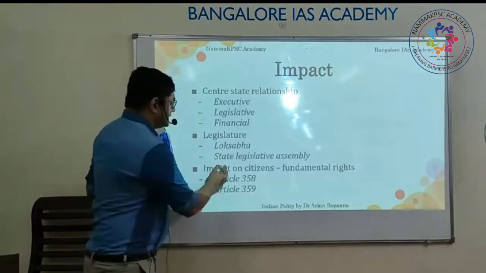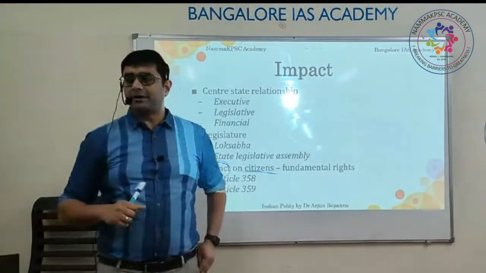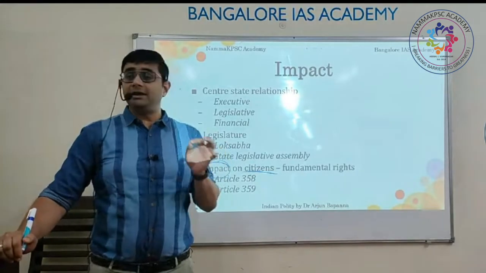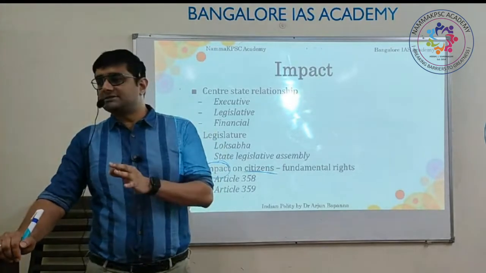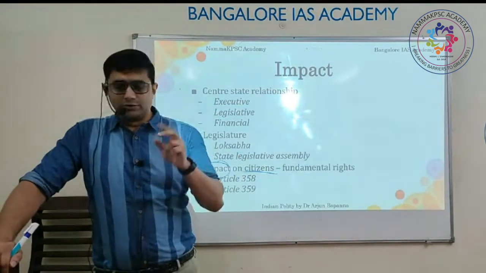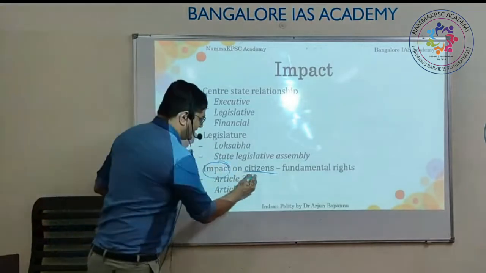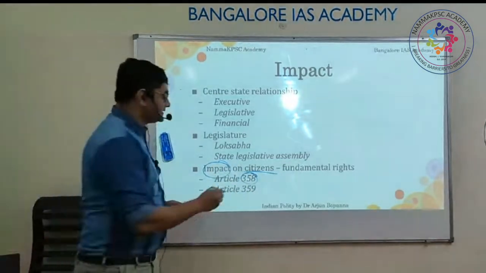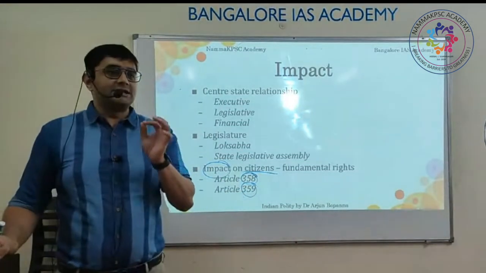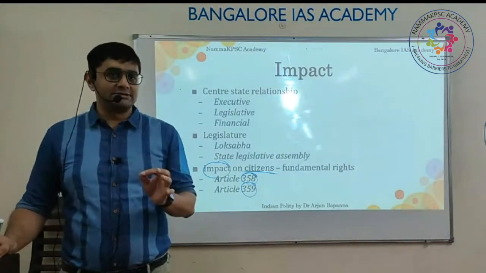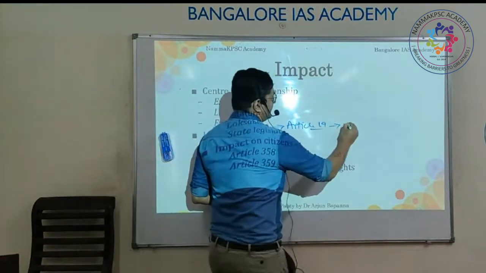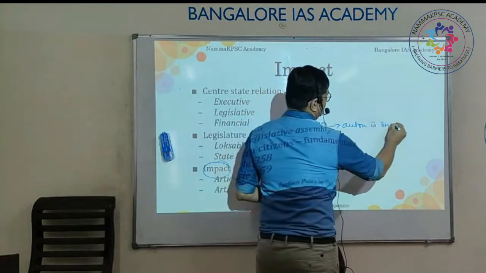Next one, impact on citizens. What is the impact on citizens? Their fundamental rights can be curtailed when national emergency is declared. Here we have to remember two articles: Article 358 and Article 359. Article 358 says that when national emergency is declared by the president, fundamental rights under Article 19 are automatically suspended.